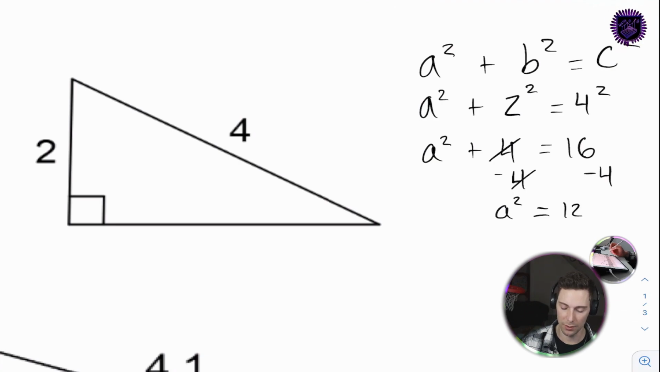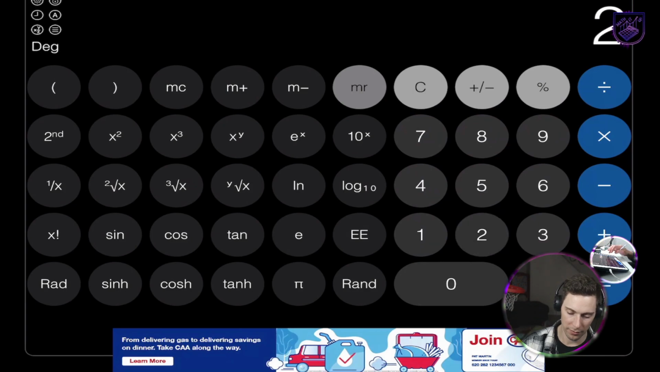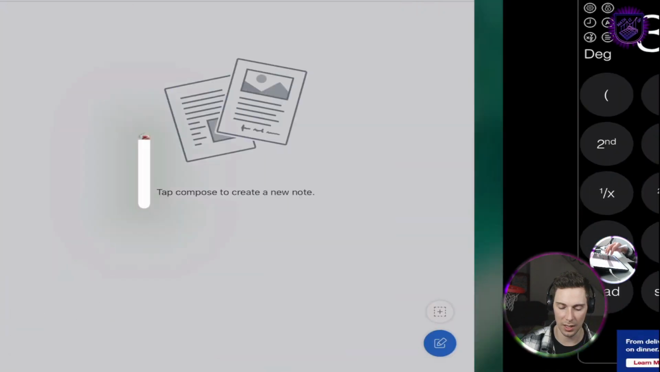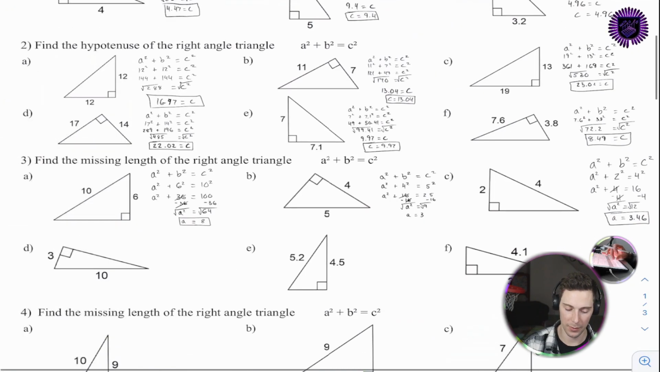Now, the square root of A squared is A, and the square root of 12 is 3.4. I don't know. What's the square root of 12? Square root of 12, 3.46. 3.46. I'm going to keep that. There's our answer.